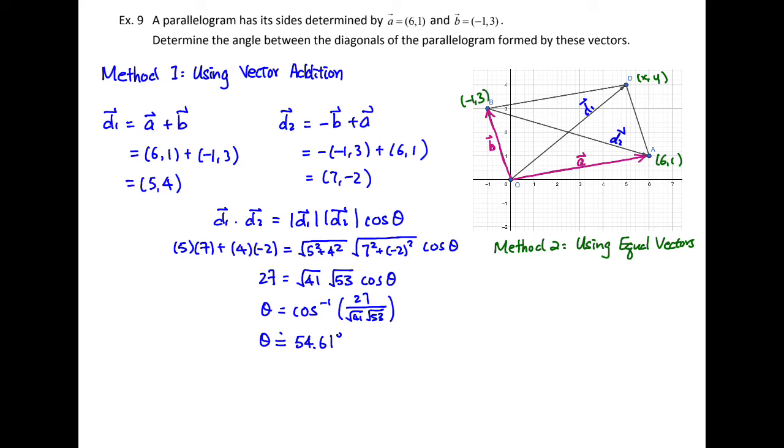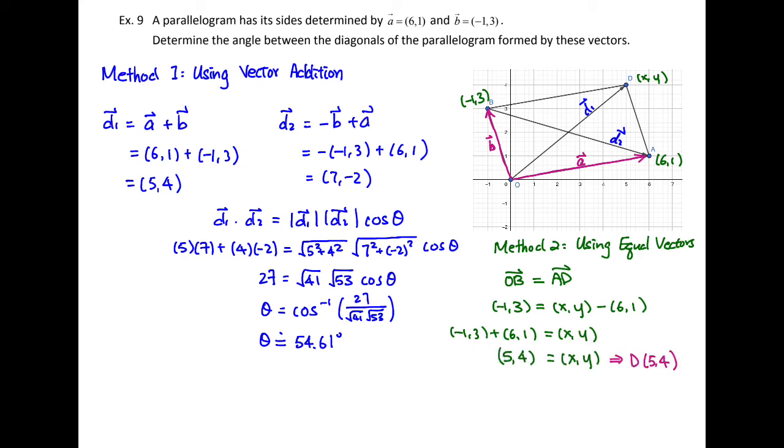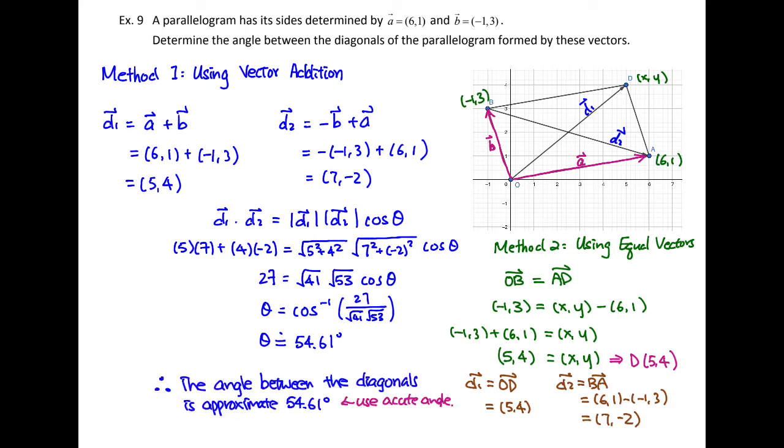Now, using equal vectors, we know vector OB equals vector AD. Then that means (-1, 3) equals OD minus OA, which means we can find point D at (5, 4). Therefore, diagonal 1 is going to be vector OD, which is (5, 4), and the diagonal 2 vector is going to be vector BA, which is (7, -2). Therefore, the angle between the diagonals is approximately 56.61 degrees. And remember, always use the smaller angle, which is the acute angle at the intersection.